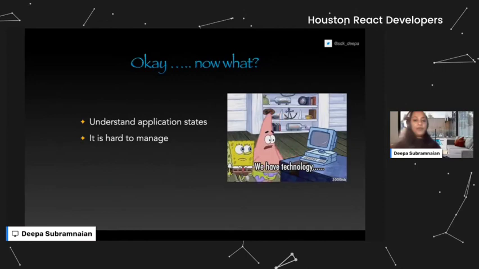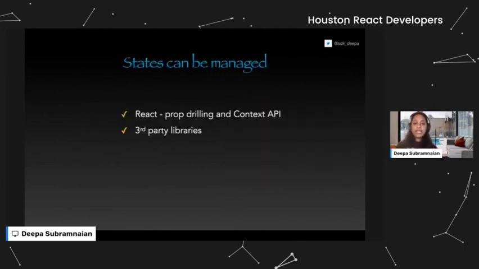So, okay, we saw what a state is, we know it's hard to manage. So what do we do now, right? So is there any way out? Yes, we do. States can be managed. State can be managed using React's prop drilling and context API, or using third-party libraries.